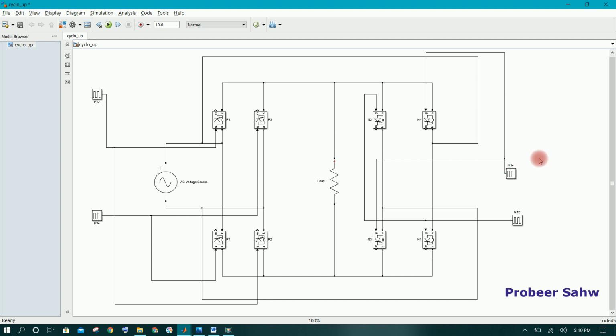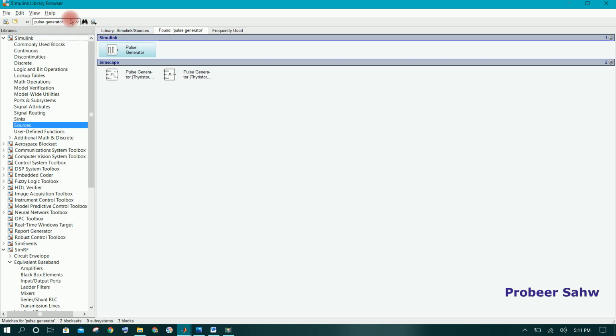Then we are required to measure the voltage across the source and load. So what I'm going to do, I'm going to use a multimeter for this.